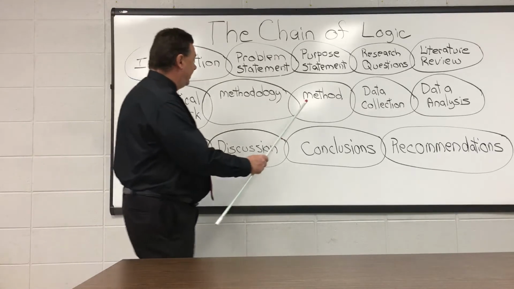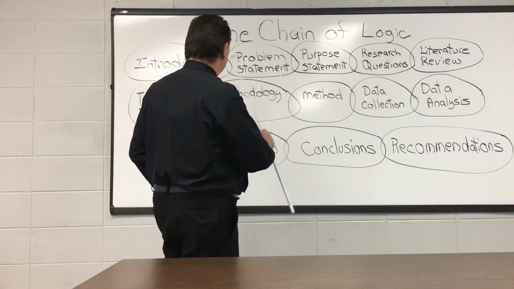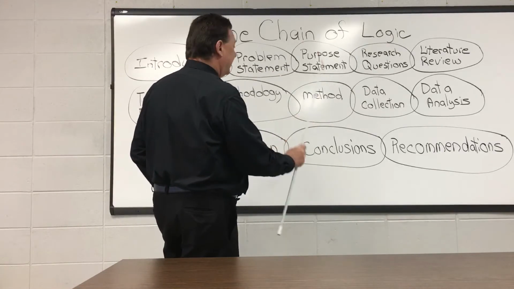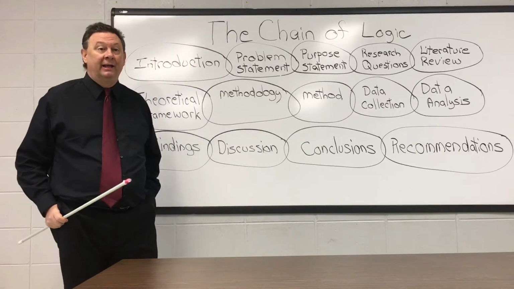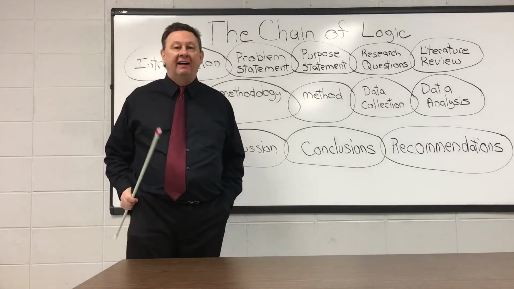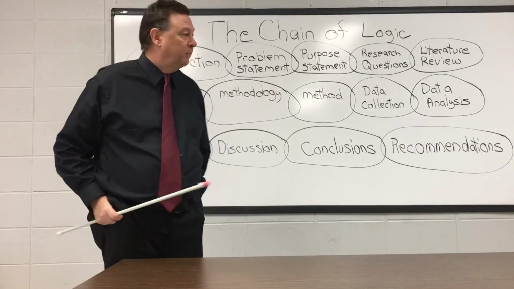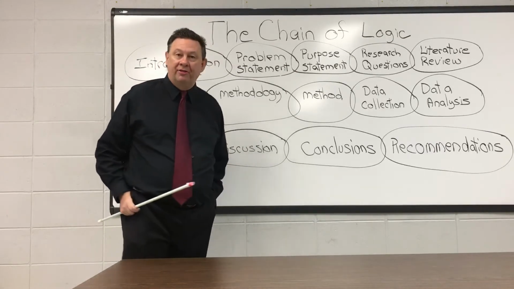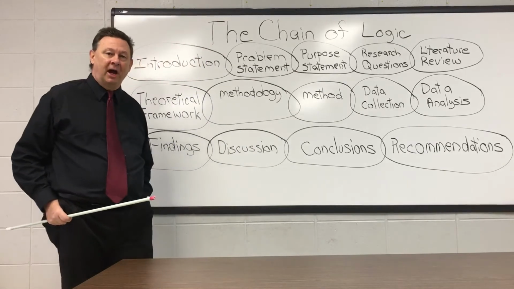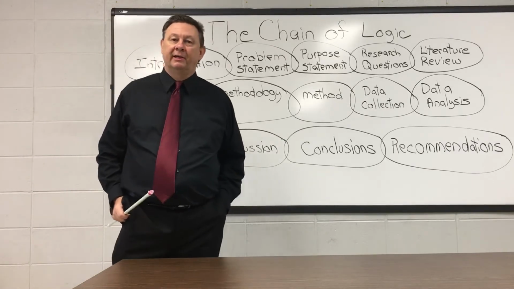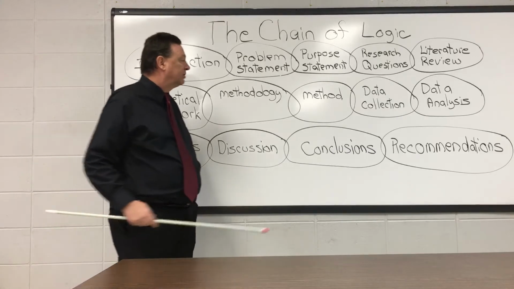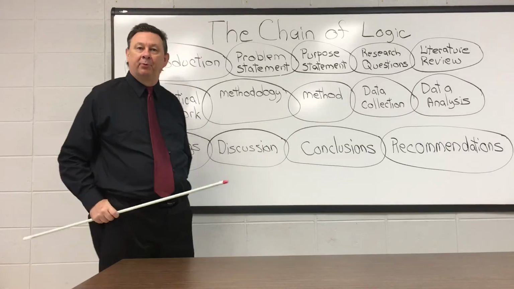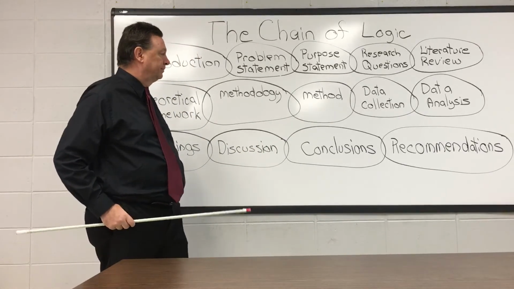And then the eighth link in the chain of logic is the method. And in qualitative research, you have five traditional methods, which are grounded theory, ethnography, narrative inquiry, phenomenology, and case study, which all have their separate protocols.